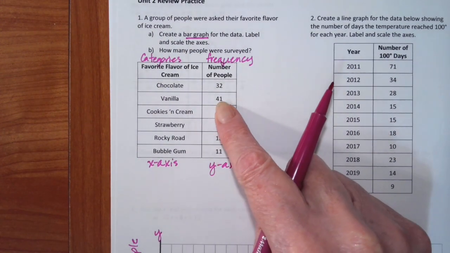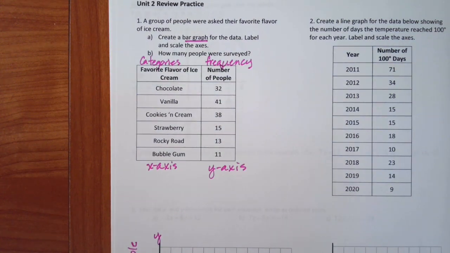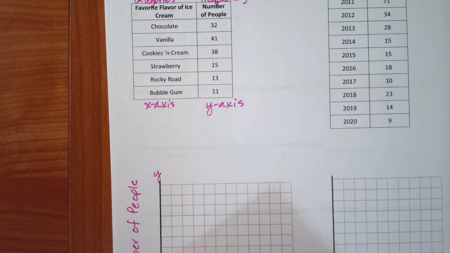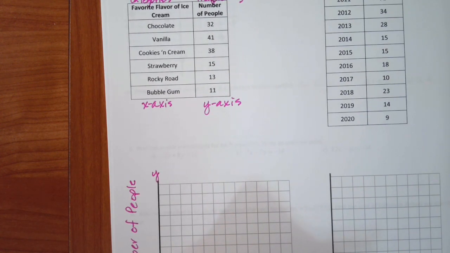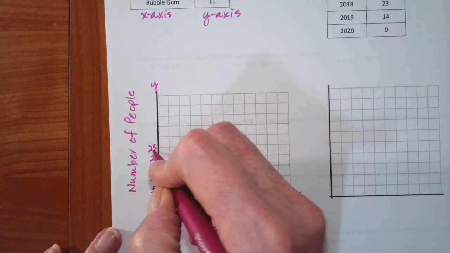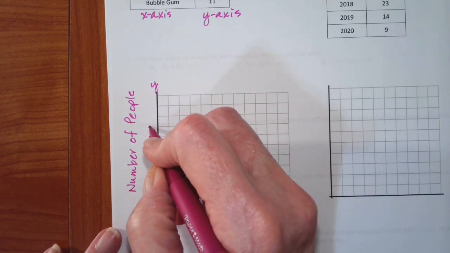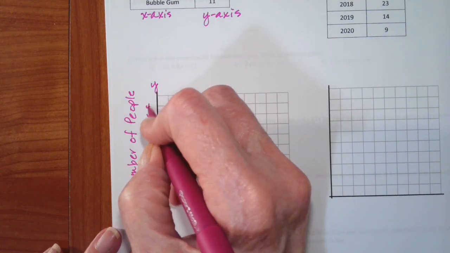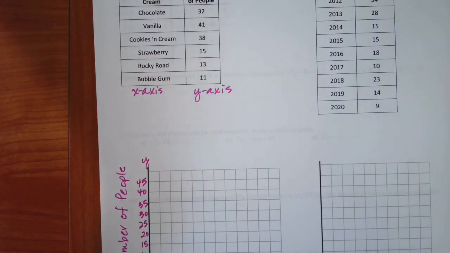So let's see, the highest number is 41. So let's see, if I go up, 5, 10, 15, 20, 25, 30, 35, 40, 45, 50. Okay, so if I go up by 5s each time, so this will be 5, 10, 15, 20, 25, 30, 35, 40, and 45. I don't need to go up to 50, but I do need to include everything below that.